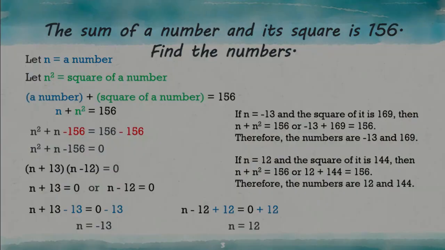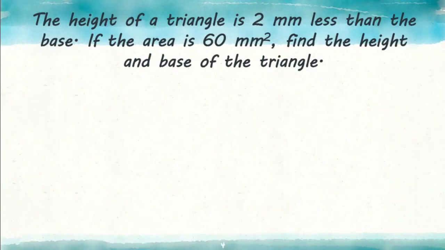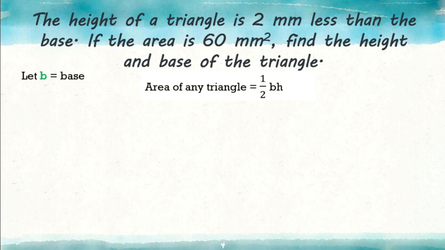Another example, the height of a triangle is 2 millimeters less than the base. If the area is 60 millimeters squared, find the height and base of the triangle. Remember that the area of any triangle equals 1/2 base times height. Let us now define our variables. Let b equals base. Let height equals b minus 2.